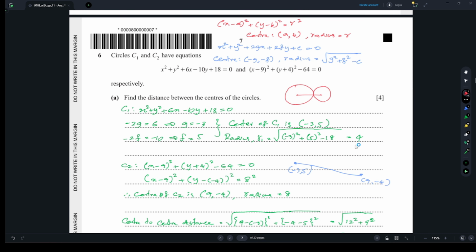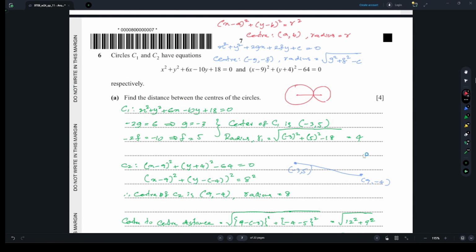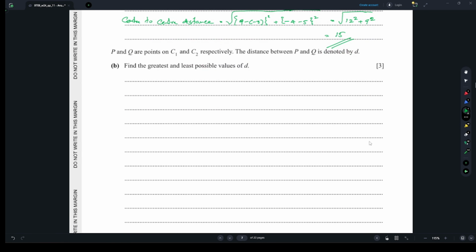But here, the summation of the radius is 12, but the center to center distance is 15. So that means they are not touching outside. So they are separate circles. So I can draw like this.